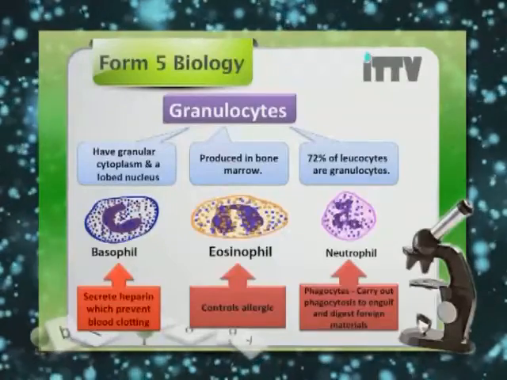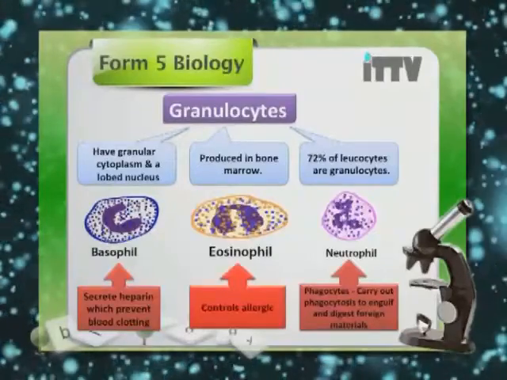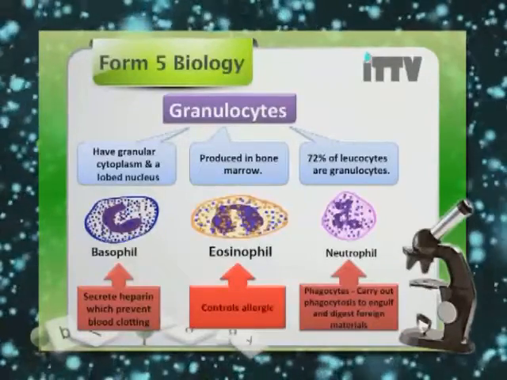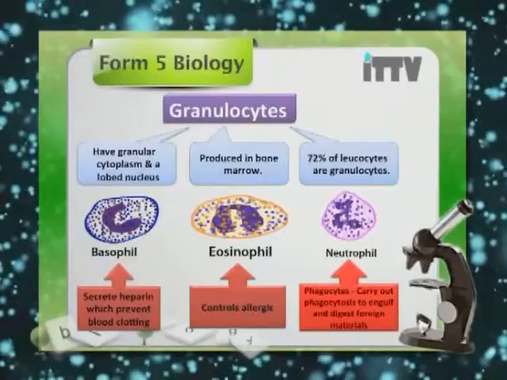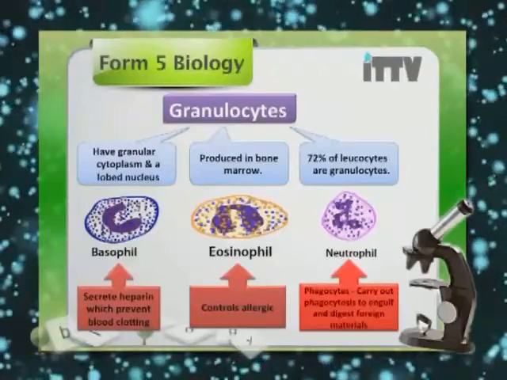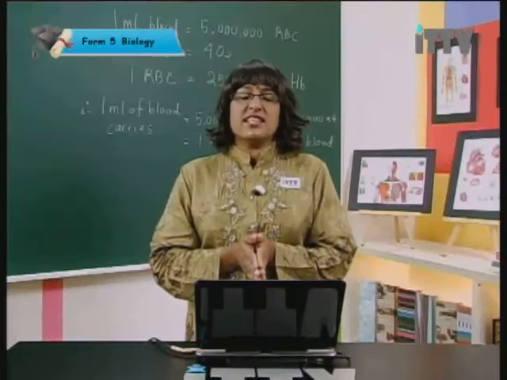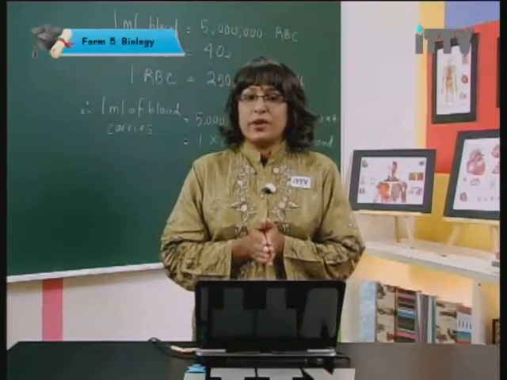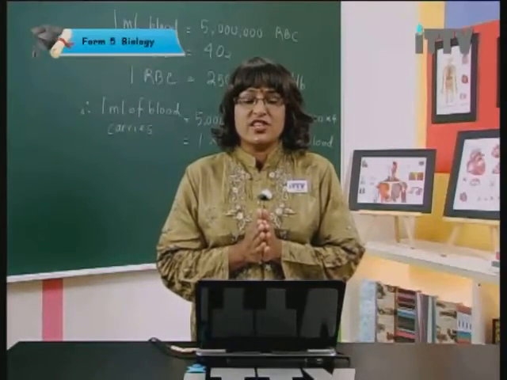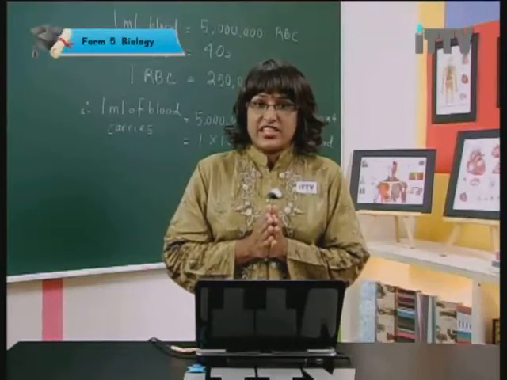The basophil secretes heparin, a very important component that prevents blood clotting. Eosinophil plays a major role in allergic response, while neutrophils have phagocytic functions in which they engulf and digest foreign materials. As for the agranulocytes, we will see that the monocytes also play a similar function to neutrophils. The monocytes metamorphose into macrophages to assist in the defense mechanism by engulfing invaded materials.